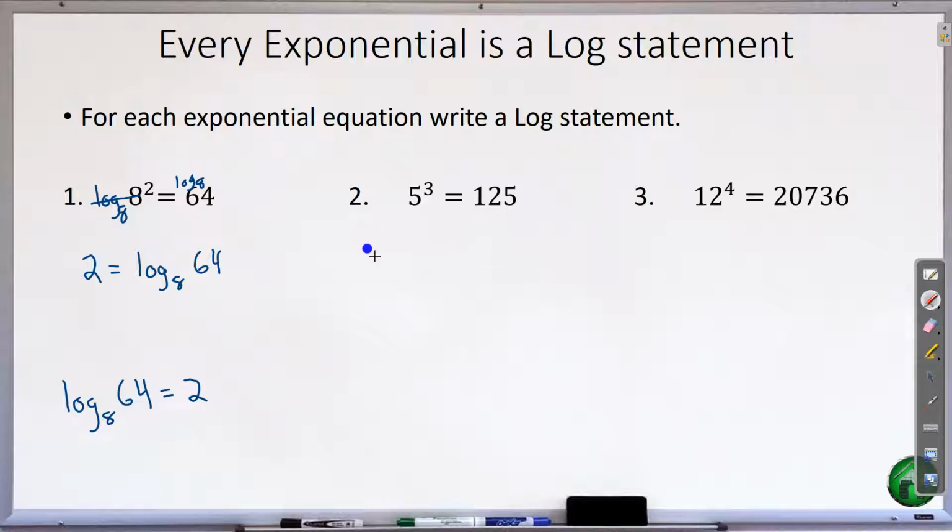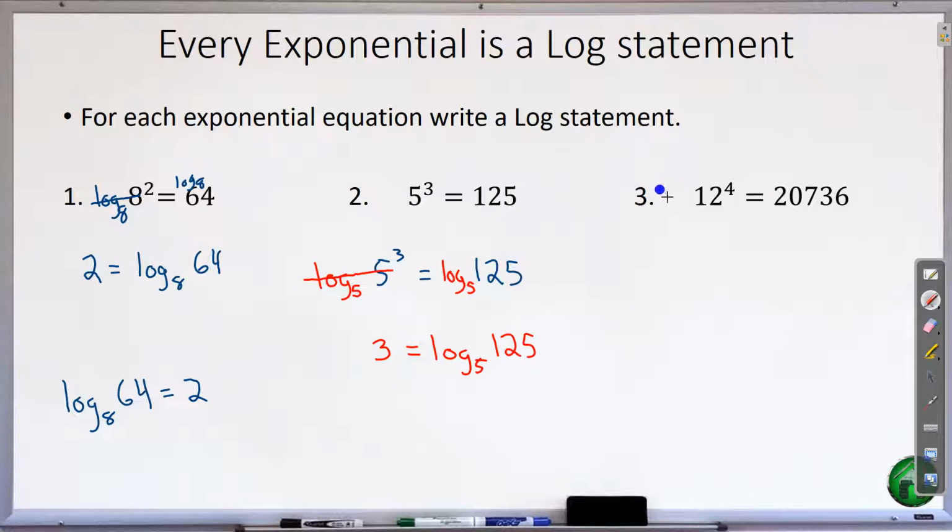All right, I'm going to space this one out so I have more room so I don't have to cram things in. 5 to the third is equal to 125. So I'm going to turn this into a log statement. So I'm going to log both sides. What kind of log? Well, I want to get rid of this 5, so it's log base 5 on both sides. So my definition of log means that these cancel out. A log base 5 and another base 5 cancel out. You're left with 3. And 3 is apparently log base 5 of 125.